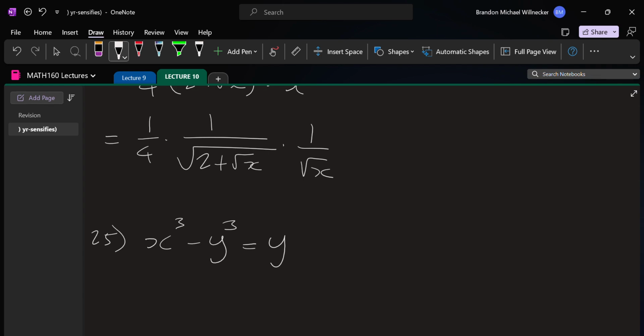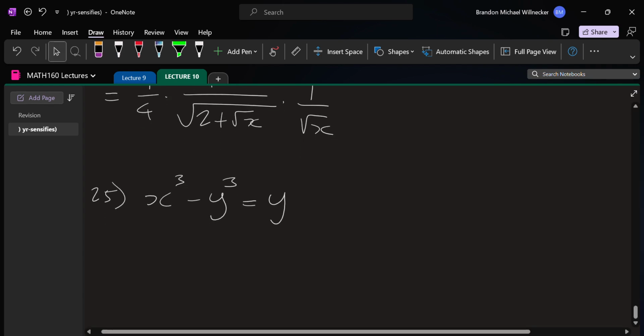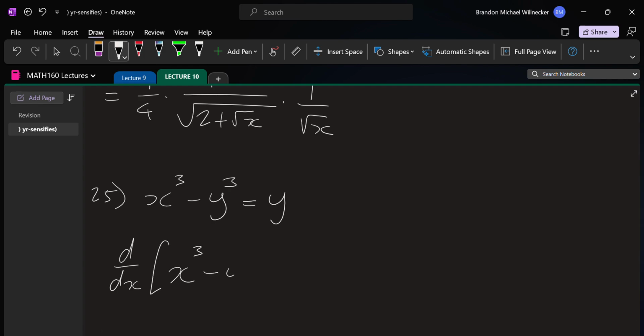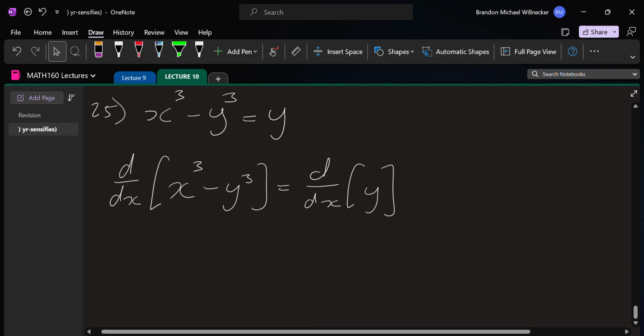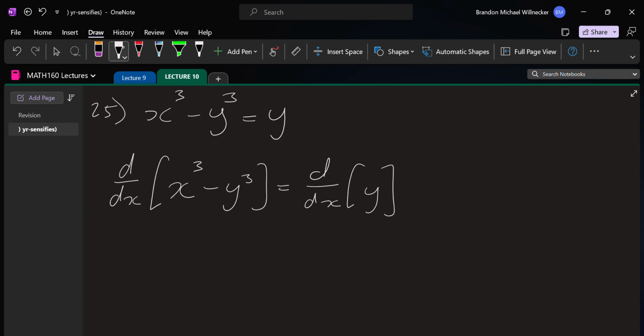Okay, 25. So here we have x cubed minus y cubed is equal to y. Again, the y is mixed in with the equation, so we're going to have to use implicit differentiation. So d by dx on the one side and d by dx on the other side. The derivative of x cubed, that's just 3x squared.